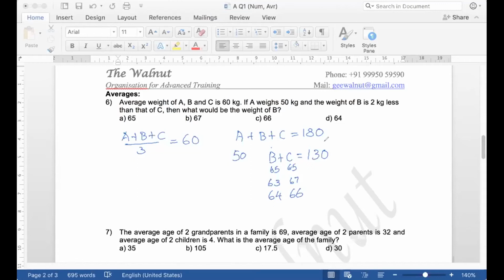64 and 66, total must be 130, and the difference is 2. Then what would be the weight of B? That's the question. Weight of B would be 64, since B is 2 less than C. Most of you got the answer. Some of you had confusion. I think some of you got the answer, but marked C instead of B. C is 66, that's correct, and B is 64. Okay, let's go for the next one.